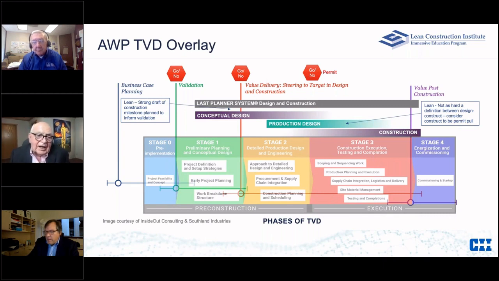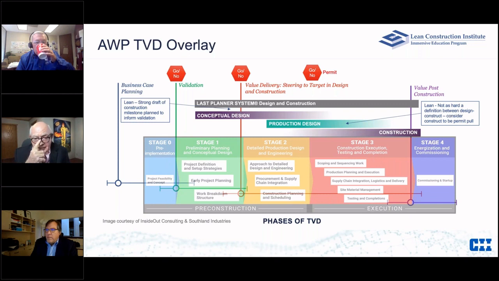Again, an overlay of the standard stages that we are using in this series, and in Lean, we've talked about the business case planning in stage zero, and now we're talking about the validation stage. So the Last Planner system is part of this. The Last Planner system includes pull planning, but it's really more things that we'll talk about in a minute.